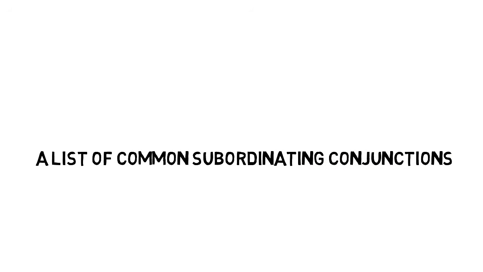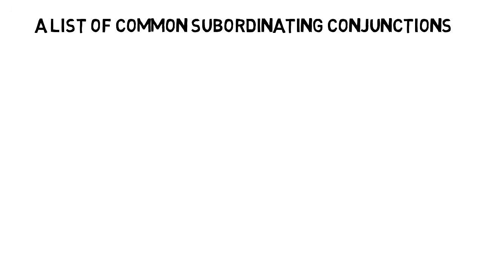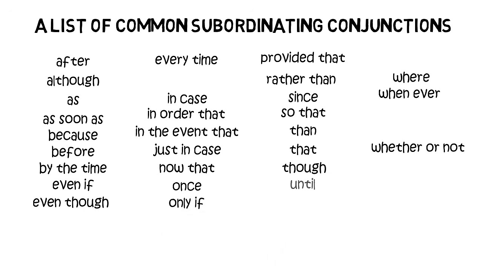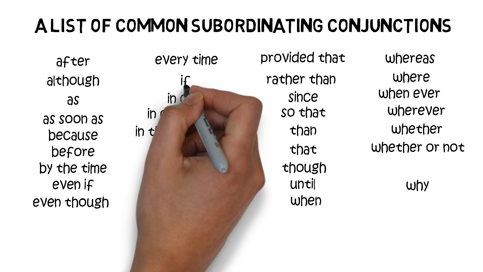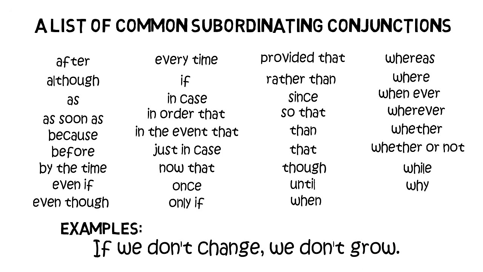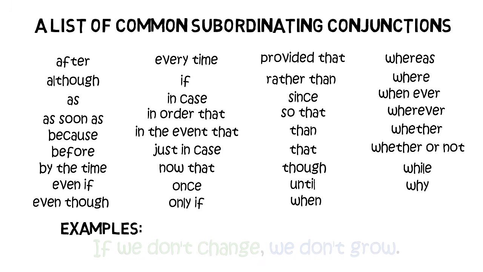Now, we spoke about those subordinating conjunctions. Here's a list of common subordinating conjunctions. You will see that there are lots of them. You can pause this video and have a look. Let's take one of them. If we don't change, we don't grow. So if is the subordinating conjunction. If we don't change is the dependent clause. We don't grow is the independent clause.